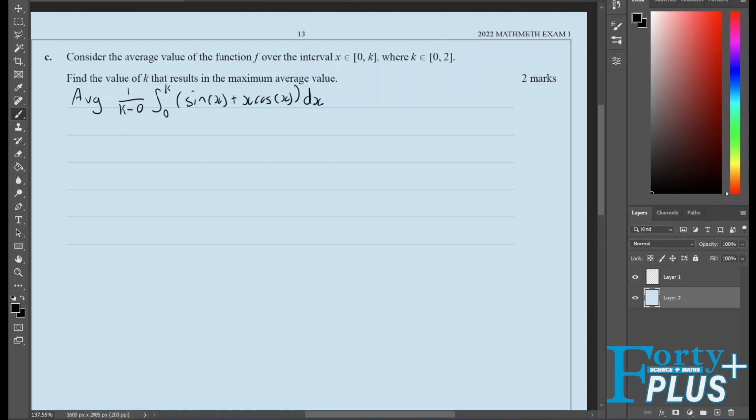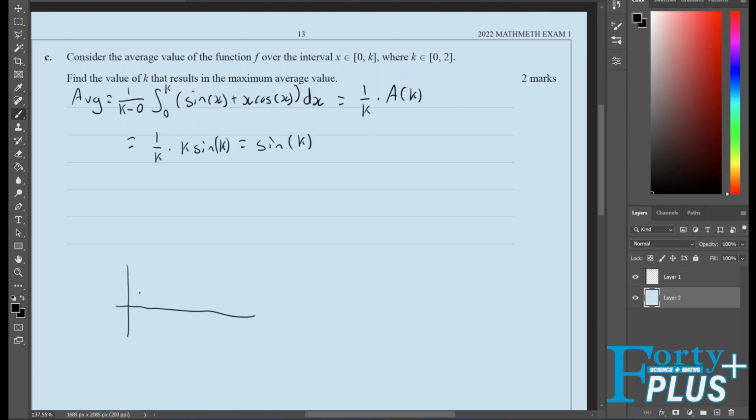and the integral from 0 to k of sine x plus x cos x dx is simply going to give the area between 0 and k. So really, that's just a of k. So what it is, it's 1 over k times a of k. And that's going to equal 1 over k times k sine k, which equals just sine k. And now we need to find the value of k that results in the maximum average value.